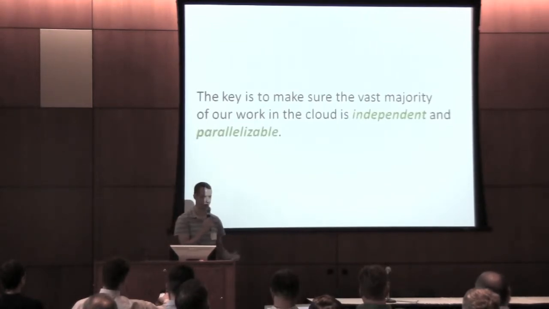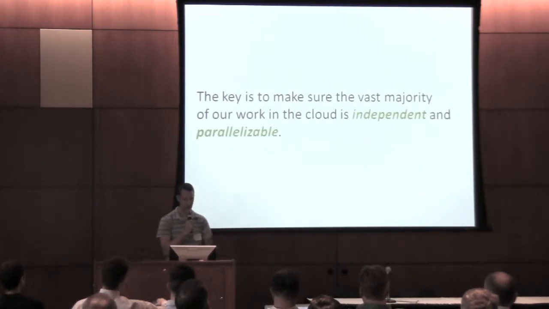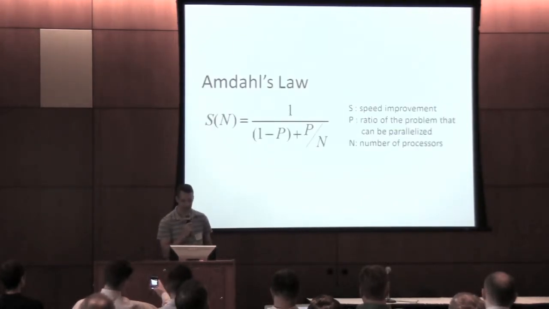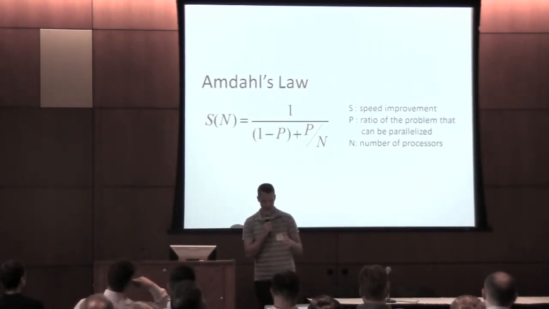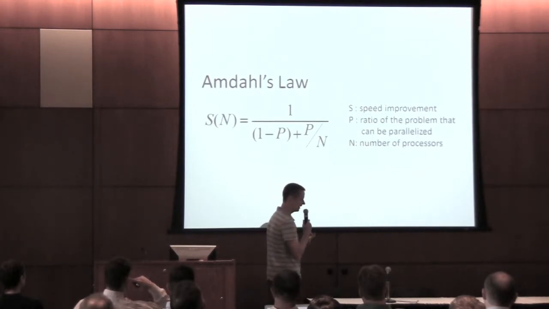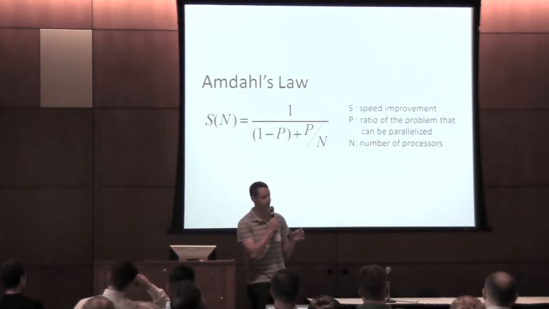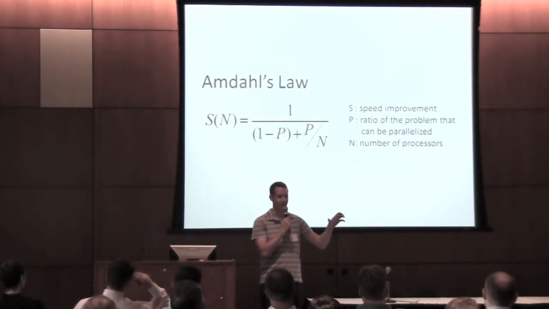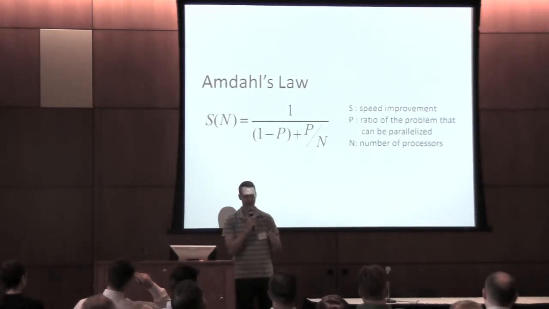So the key is that we want to make the vast majority of our work independent and parallelizable, but still reason about the serial part. One way to reason about it is something called Amdahl's law, and you don't need to know the specifics of this. You can Google it later. There's a great Wikipedia page on it. But really it boils down to this: imagine for any large-scale problem that we want to tackle, we divide that problem up into which portion of it can be executed in parallel and which portions of it are fundamentally serialized. And this will tell us how much we can speed up our problem because of that.